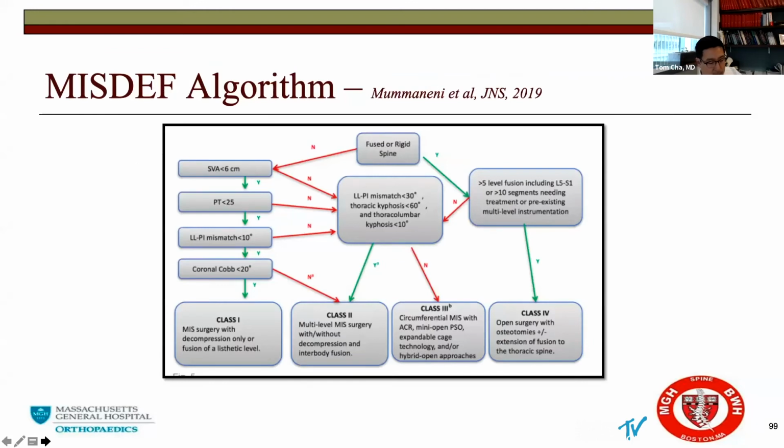So Mummaneni and colleagues have reported a decision-making framework for when to use MIS deformity surgery. A second version shown here helps stratify these patients into 1 of 4 surgical strategies. This is useful for guidance as factors of the magnitude of the sagittal deformity. Marked deformity is not going to be addressed by circumferential MIS procedures, whereas a hybrid approach, or a fixed or severe sagittal deformity necessitating an open approach, is going to be dictated in this framework.